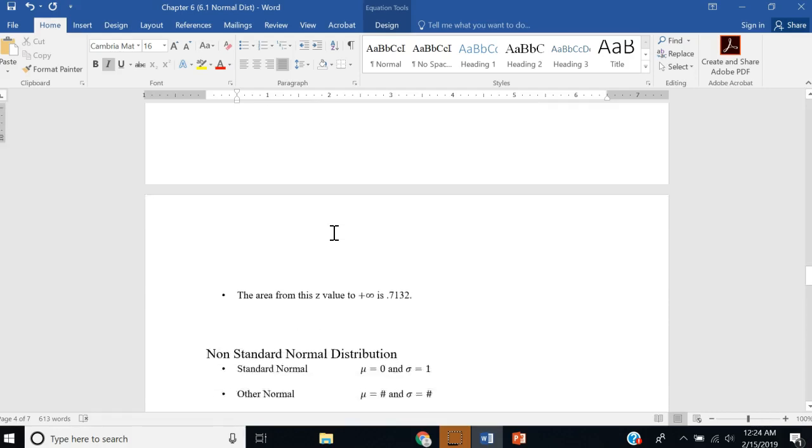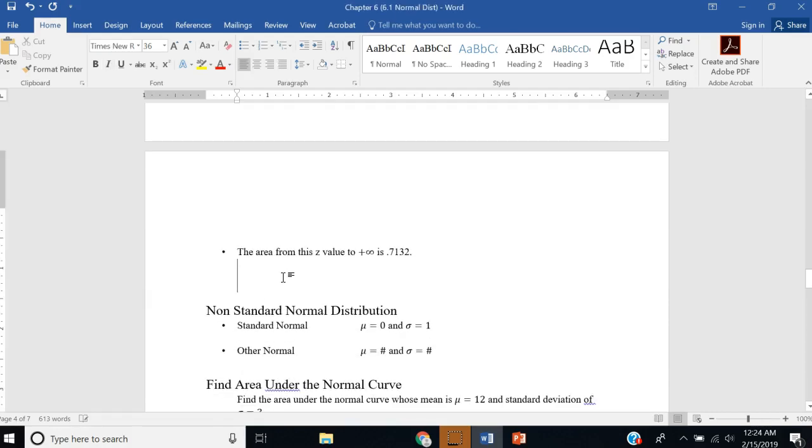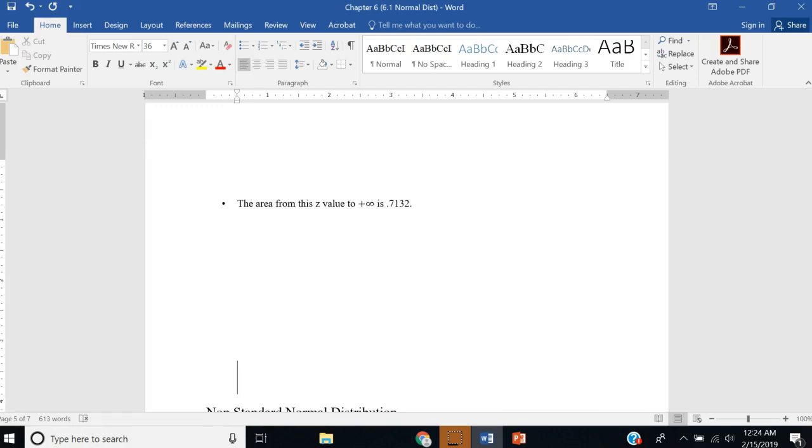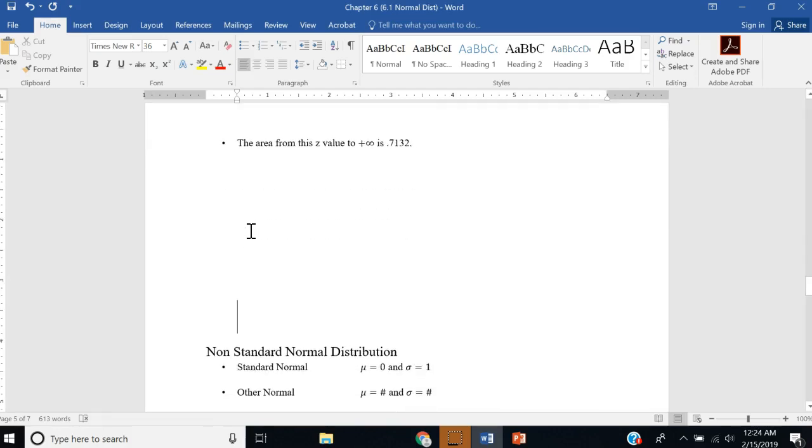Now, I'd like you to try this last one on your own. Find the z-value, again on a standard normal curve, such that the area from this z-value to positive infinity is 0.7132. So push pause on the video, and I'll wait 5 seconds to pick back up. All right, so hopefully you did that.